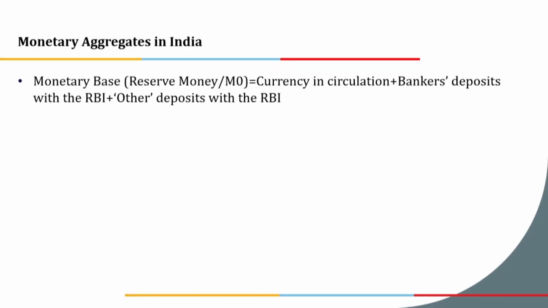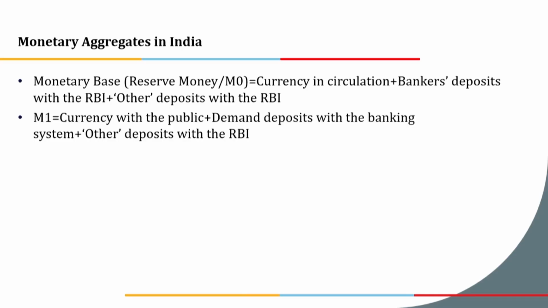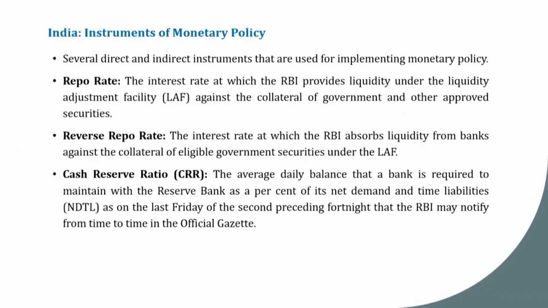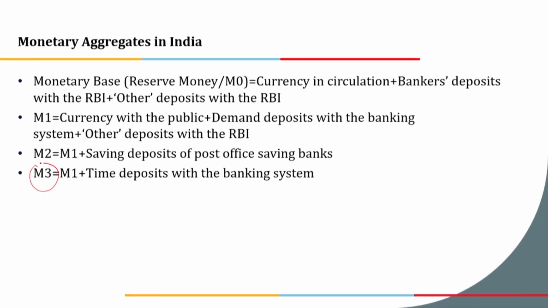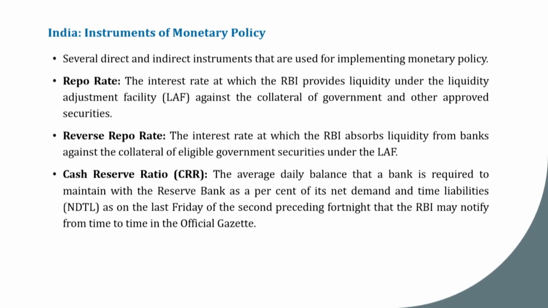What are the monetary aggregates, how is money supply defined in India. Mainly you can see M3 money, that is the broad money supply, the money supply definition that RBI follows in the Indian context, that is M1 plus time deposits with the banking system. We have already seen several monetary policy instruments, so let us have a quick overview of these. Some of them we already discussed, and a few I will list here. There are several direct and indirect instruments that are used for implementing monetary policy by the RBI.